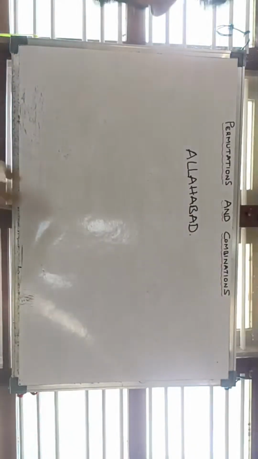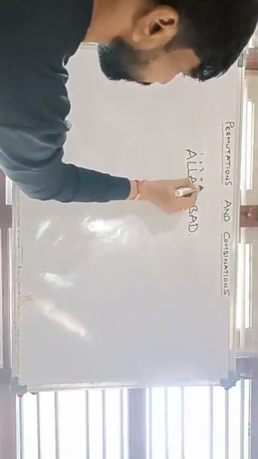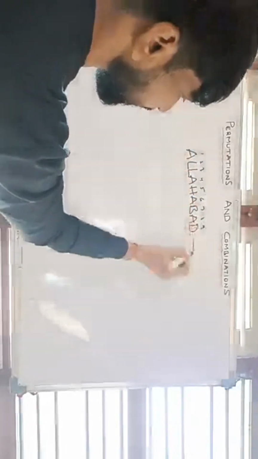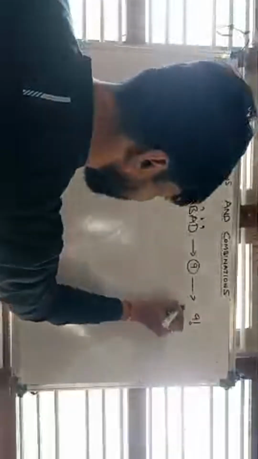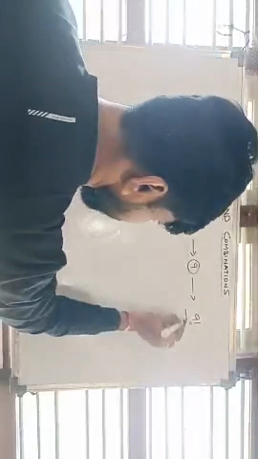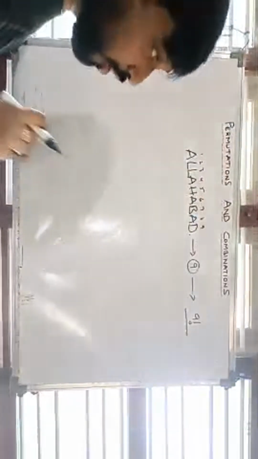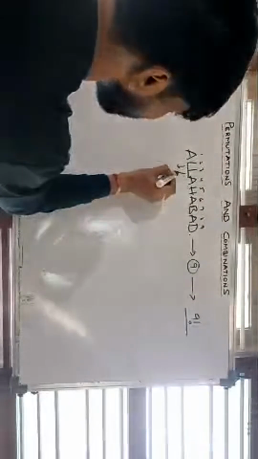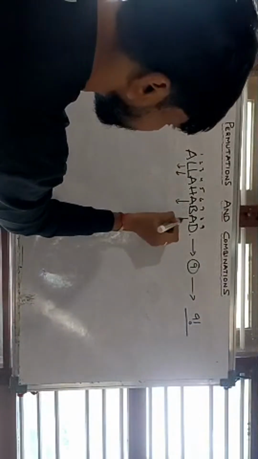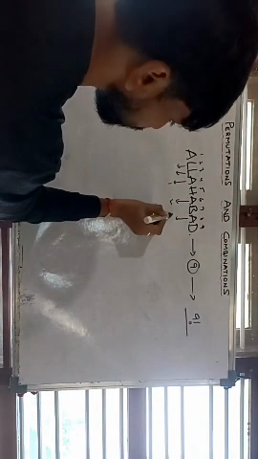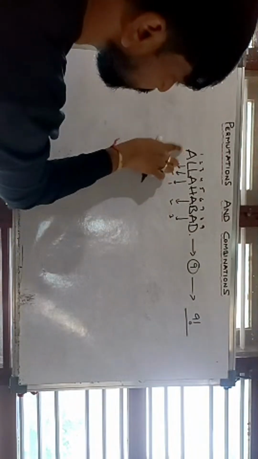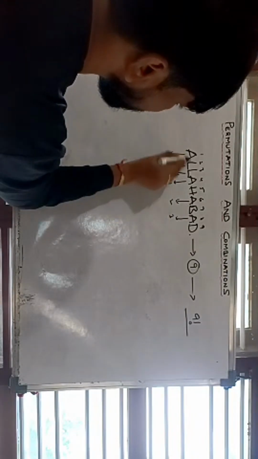So whenever they're asking permutations for a given particular word, just check how many letters are there. 1, 2, 3, 4, 5, 6, 7, 8, 9. 9 letters. So 9 letters can be arranged in 9 factorial ways, but not yet completed. Look carefully in this word whether repetitions are there or not. A is repeated 4 times, 1, 2, 3, 4.